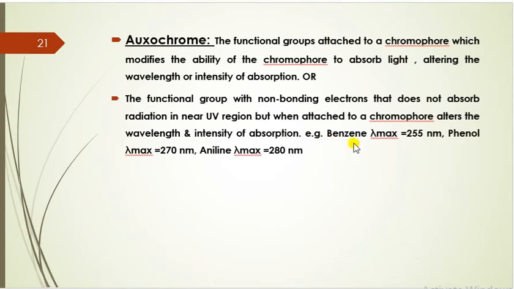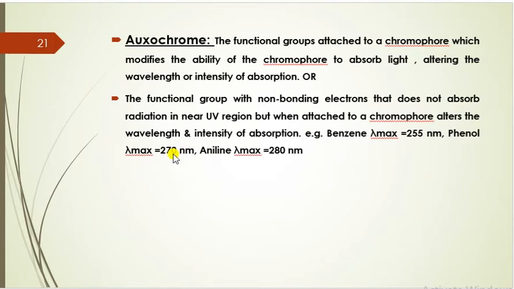Now here they have given one example: if you take the absorption of benzene, the lambda max is found around 255 nanometer. But if you take phenol as an example, the lambda max changes to 270 nanometer. So just by adding an OH group to benzene, the lambda max shifts to a longer wavelength, from 255 nanometer to 270 nanometer. And if you add an amine group to benzene, the lambda max is further shifted to a longer wavelength, up to 280 nanometer.